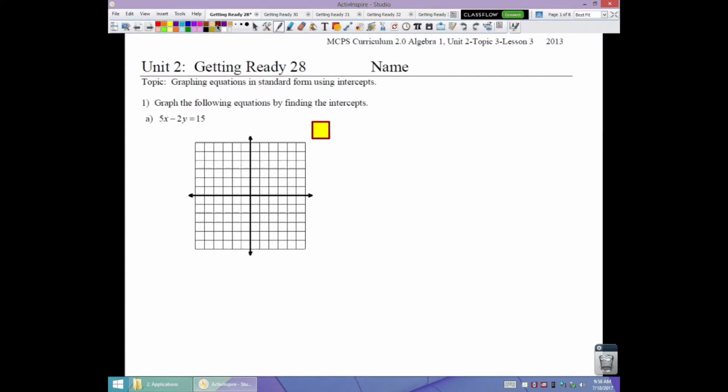Now let me remind you why we're doing that. The x-intercept is the point where y is equal to 0. And the y-intercept is the point when x is equal to 0. So, in order to substitute 0 for y, all we really have to do is ignore that entire term with the y variable in it.